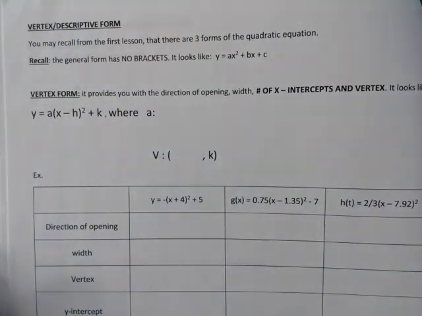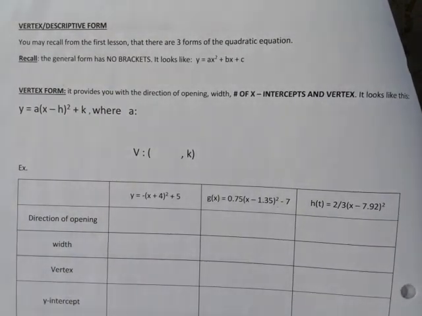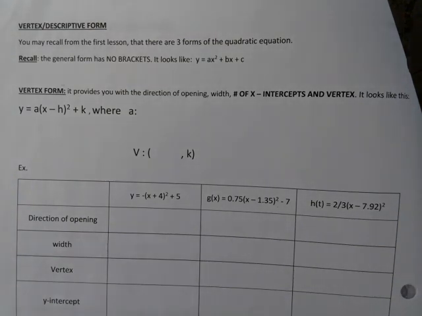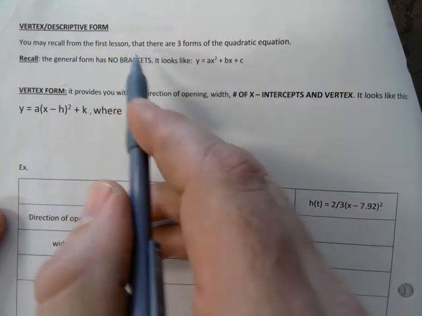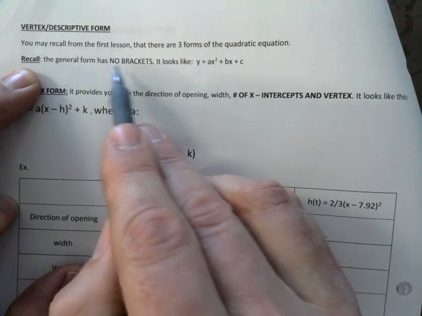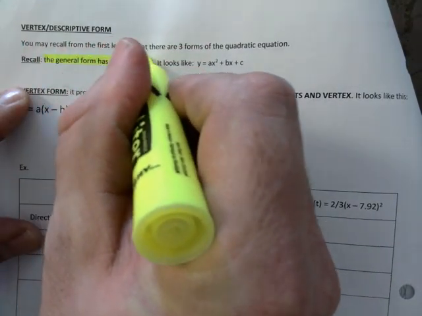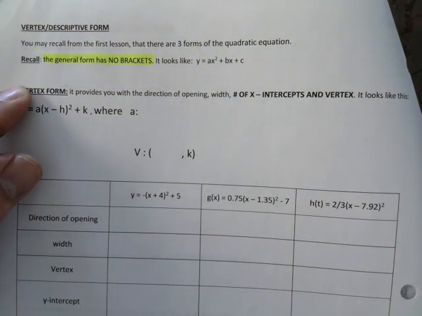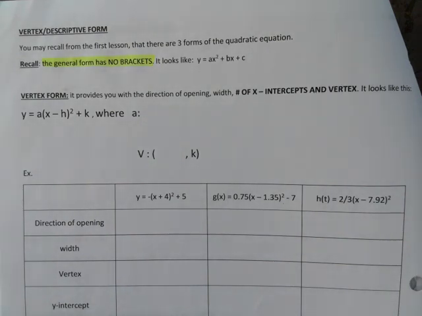Okay, so page 15, we've already talked about this one, but we're just going to spend a little bit more time on it. So you may recall from the first lesson that there are 3 forms of the quadratic equation. Recall that the general form has no brackets, right? The general, sometimes it's called the standard form. And you're like, wait a minute, Mr. Dirksen, in IPR, standard and general was different, remember? The linear, but not here.